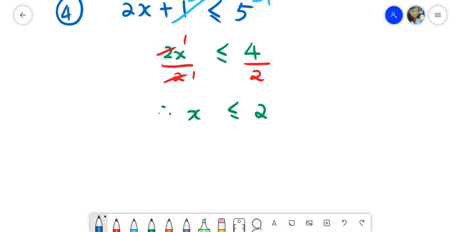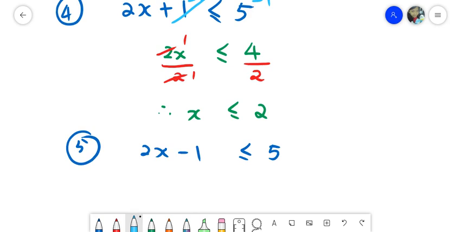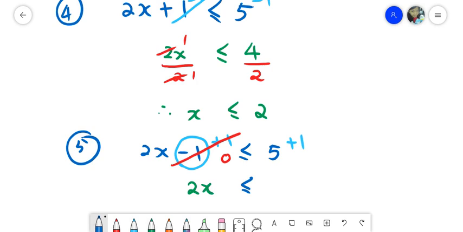Okay, so let's go further. This is plus. Let's go with minus. So now how to get rid of minus 1 here? You need to plus 1. Okay, good. So why? Because your intention is to get 0, because we only want to have the 2x on the left. So just copy, 5 plus 1 is 6.